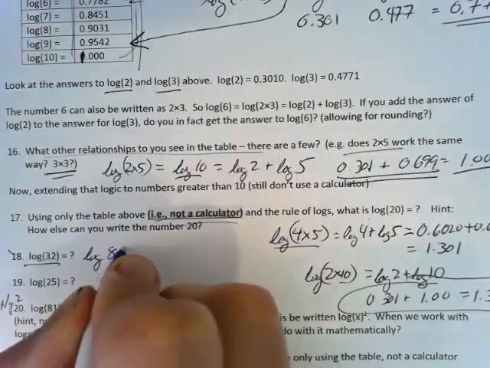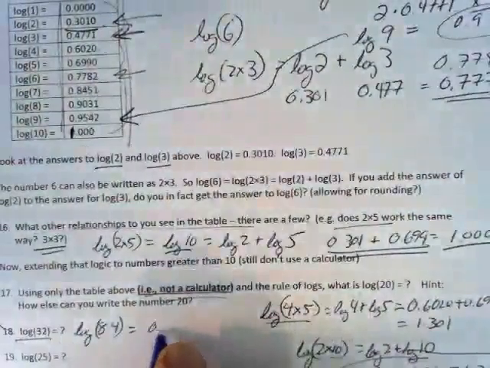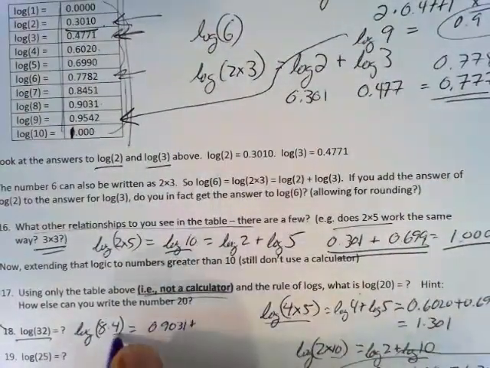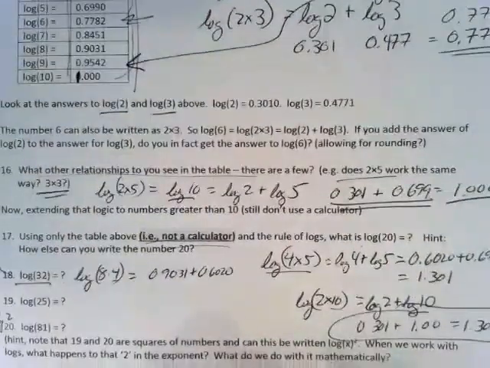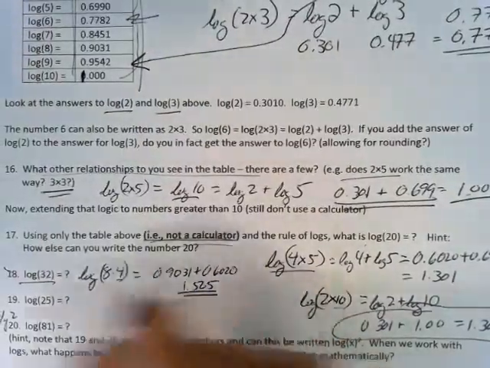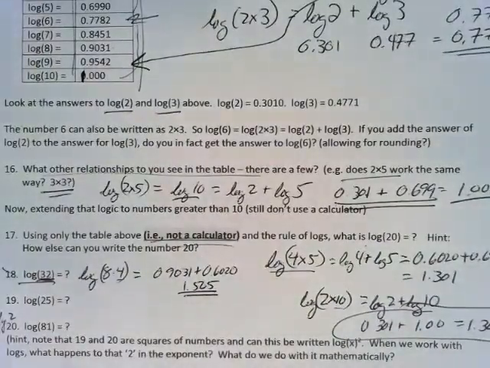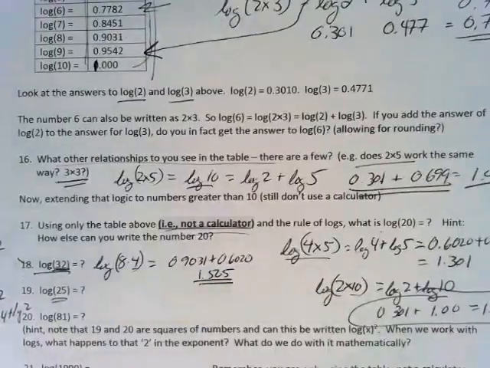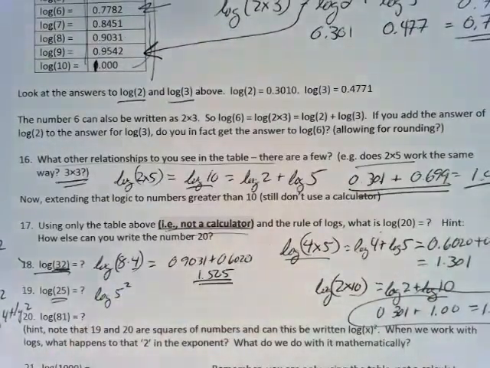Or this is the log of 8 times 4. The logarithm of 8 is 0.9031 plus the log of 4 is 0.6020. You add those two things together and you get 1.505. And now, just because this might be new to you, I would then go back and say, okay, now take your calculator, punch in log of 32. Do you indeed get 1.505 as the answer? And you will, guaranteed.